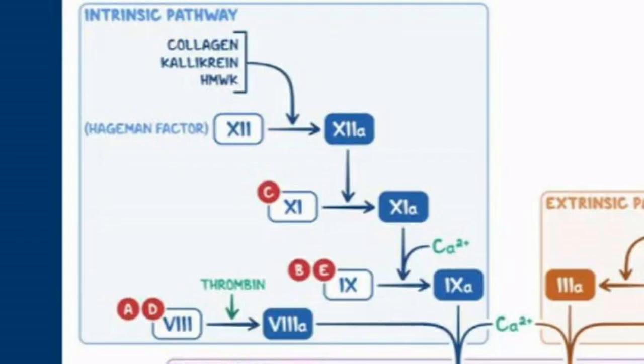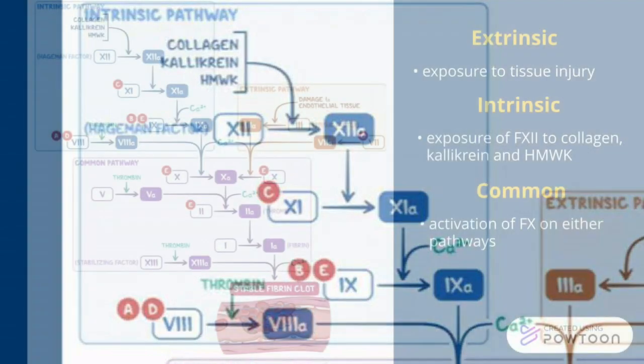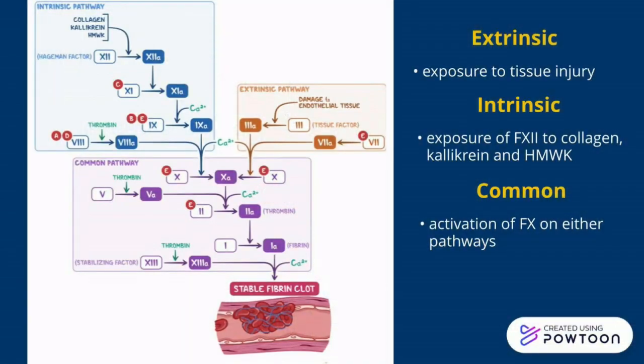Factor 12A activates factor 11 into 11A. With the calcium ion, factor 11A activates factor 9. Then, factor 9A, factor 8A, and calcium form a complex to activate factor 10. The common pathway may result after the activation of factor 10 at the end of either pathway.